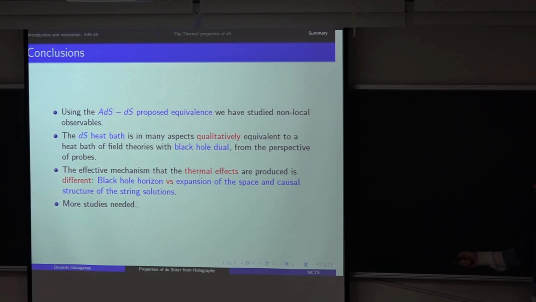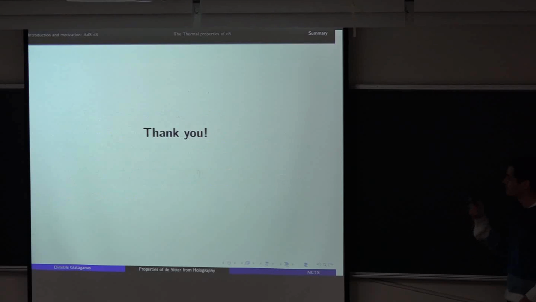So just flashing the conclusions. We have used the de Sitter equivalence, and you have had some non-local observables. But the de Sitter heat bath is in many aspects qualitatively equivalent to the heat bath of field theories with black hole duals, from the perspective of the probe. And the effective mechanism by which the thermal effects are produced is different, at least from the gravity side. In the usual flat space theories, we have a black hole horizon. In our case, we have the expansion of the space and the causal structure of the string solutions. So thank you.